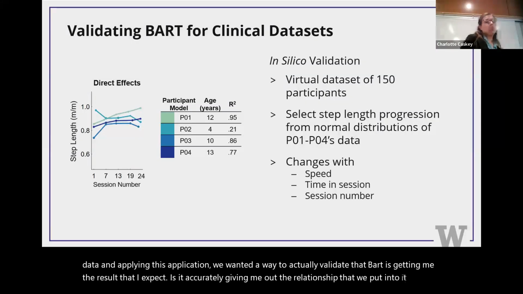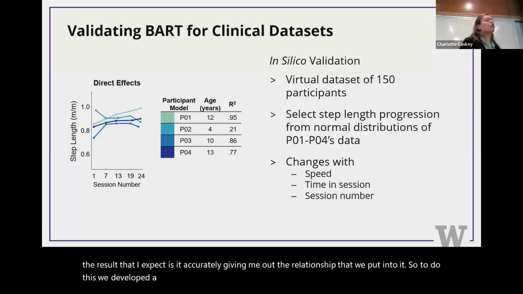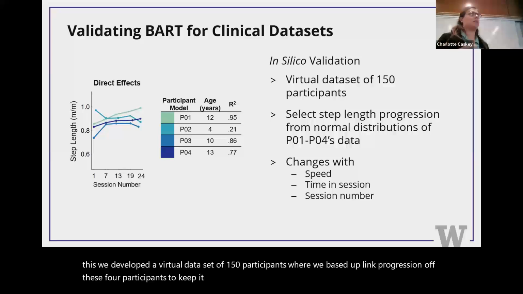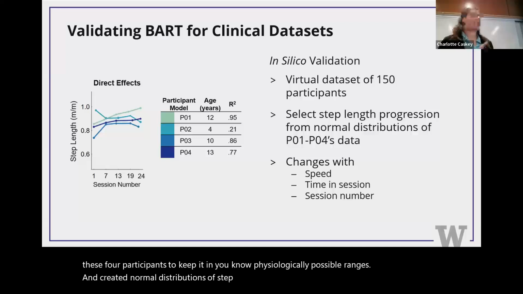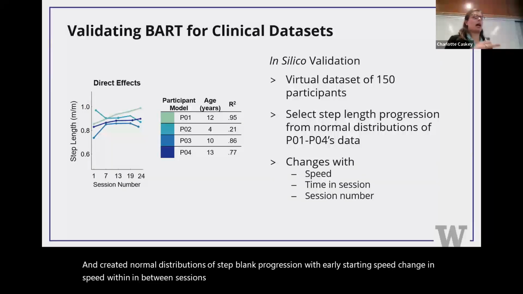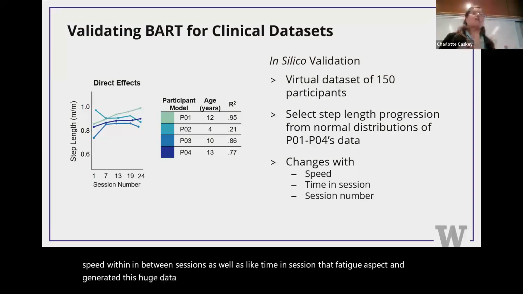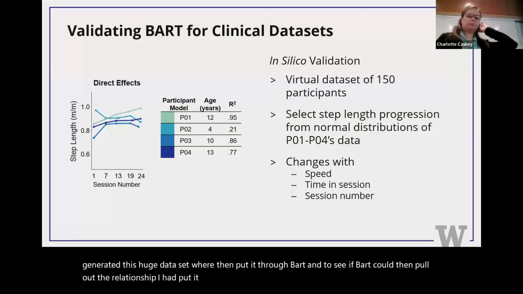So to do this, we developed a virtual data set of 150 participants where we base step length progression off these 4 participants to keep it in physiologically possible ranges, and created normal distributions of step length progression with early starting speed, change in speed within and between sessions, as well as time in session, that fatigue aspect, and generated this huge data set, then put it through BART to see if BART could pull out the relationship I had put into the model.